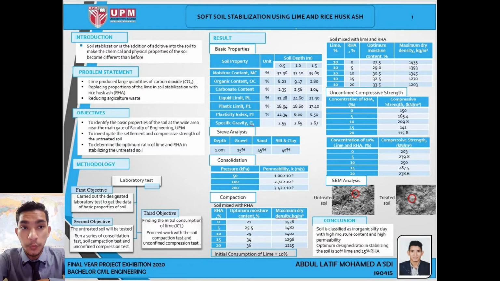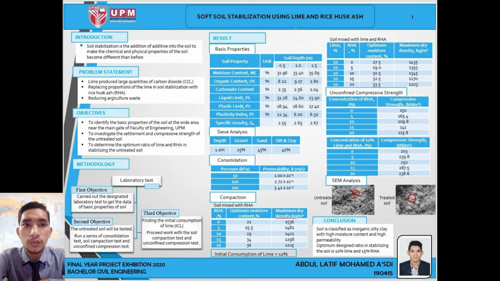I'm from the Faculty of Engineering, UPM, taking a Bachelor of Civil Engineering. As you can see in the poster, this is my final year project. The title is about soft soil stabilization using lime and RHA.